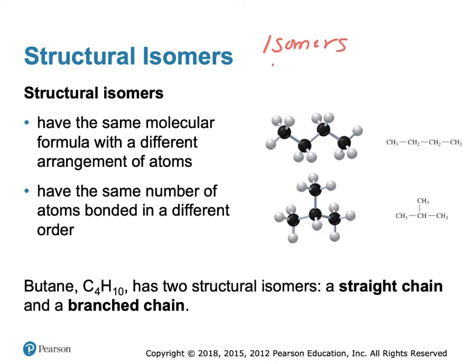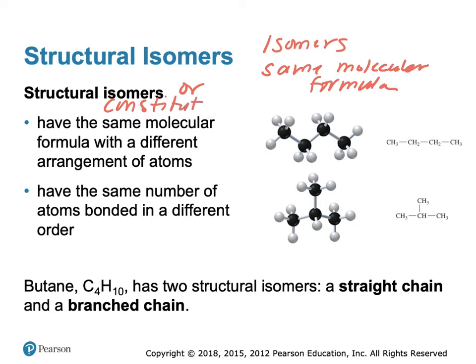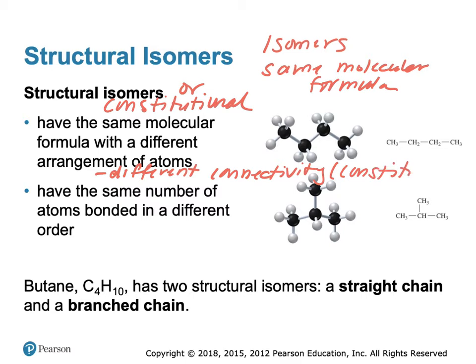So when we have an isomer, we have the same molecular formula. The first type of isomer that we're going to look at is a structural isomer or a constitutional isomer. What this means is that we have the same molecular formula, but the atoms are going to have a different arrangement. So where you have a different connectivity or constitution, or structure. All right, so again, the same molecular formula.